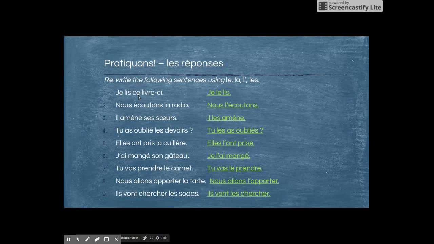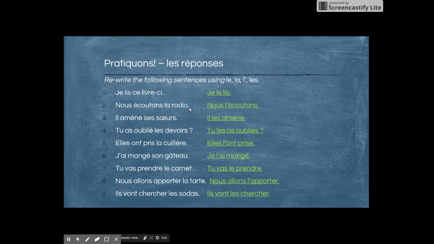So numéro 1, je lis ce livre-ci. Ce livre-ci is our direct object, right? What is being read? This book here. And ce livre-ci is masculine singular, so we're going to replace it with le, and it goes before our one verb, je le lis, right? I am reading it.